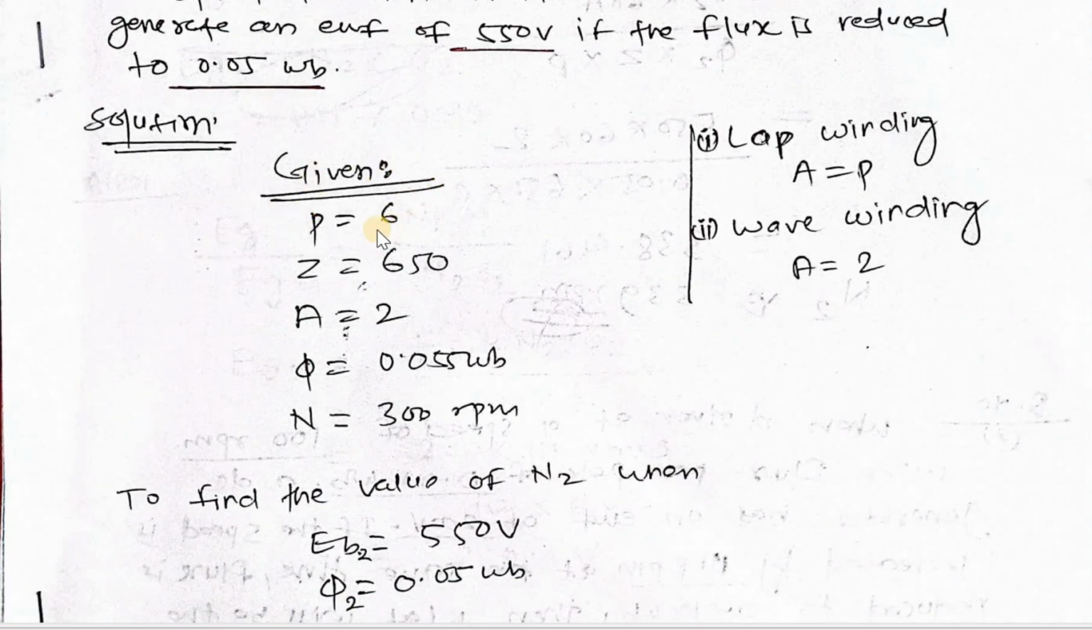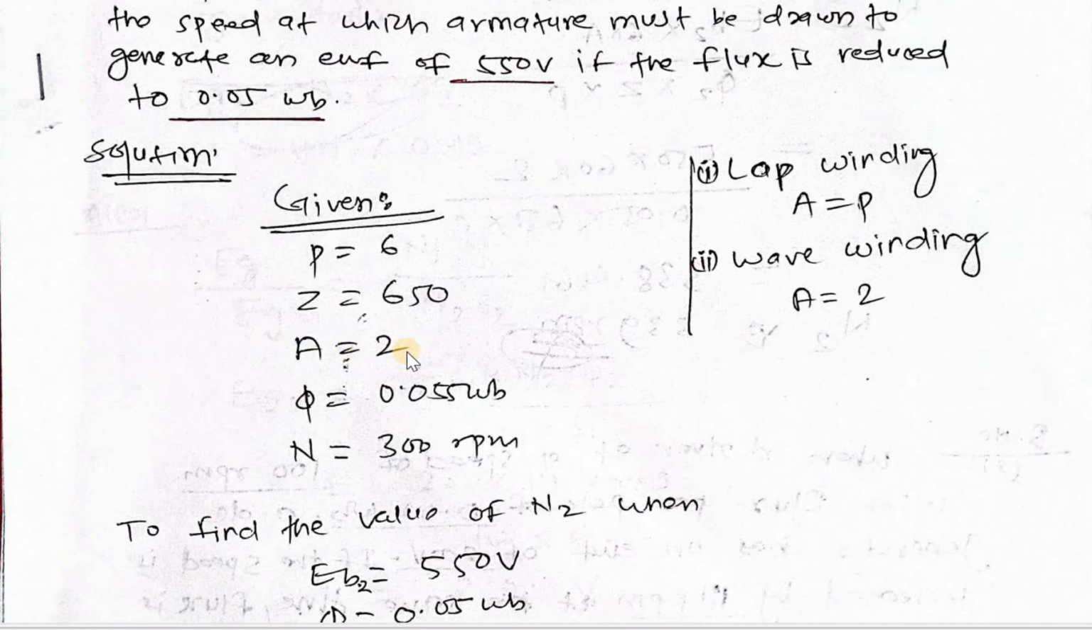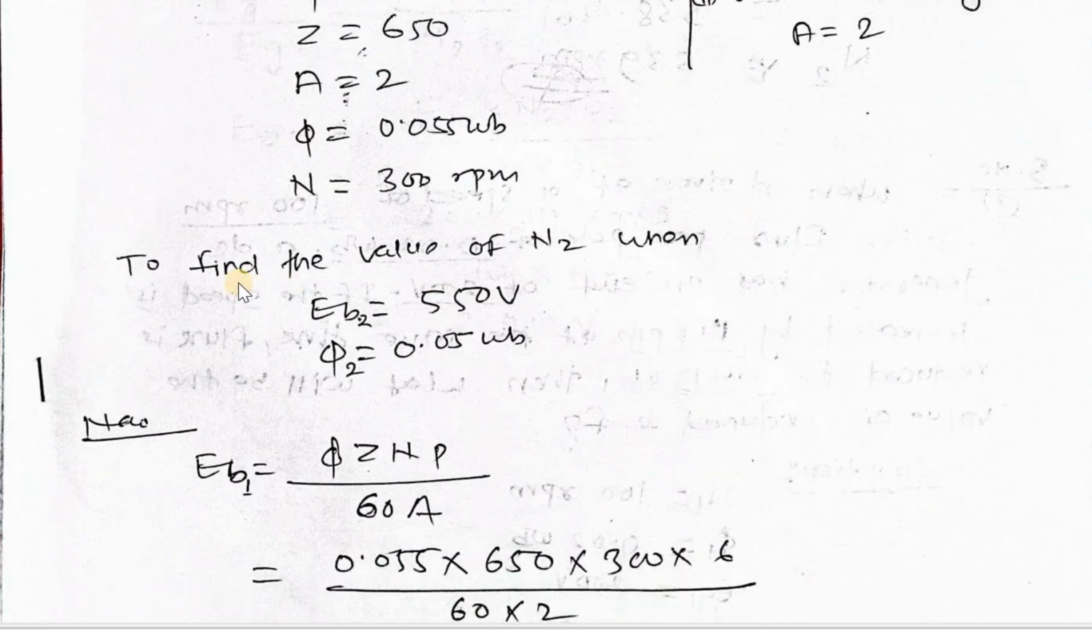First of all, given: poles P equal to 6, Z conductors 650, value of A is 2, phi equal to 0.055 Weber, and N equal to 300 rpm. The value of A is 2 because in the question it is given that this is wave winding. If the question gives lap winding, then we can take A equal to P, that is the number of poles.